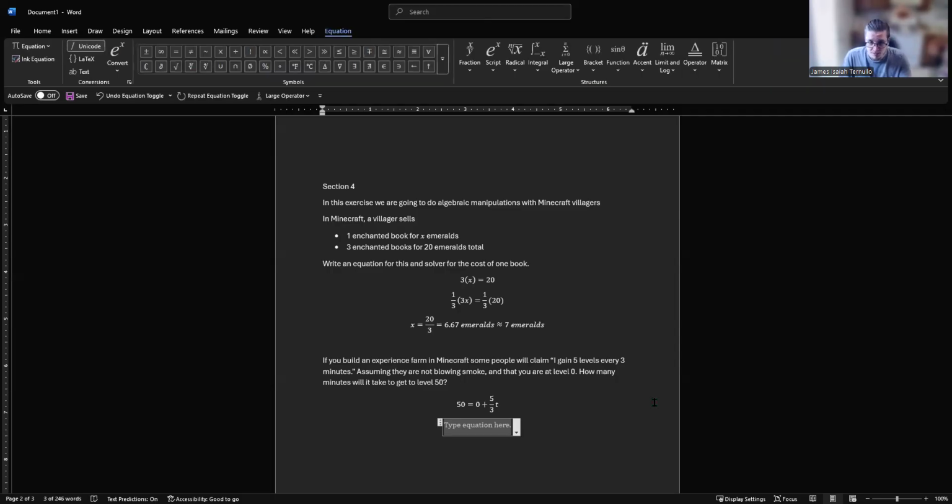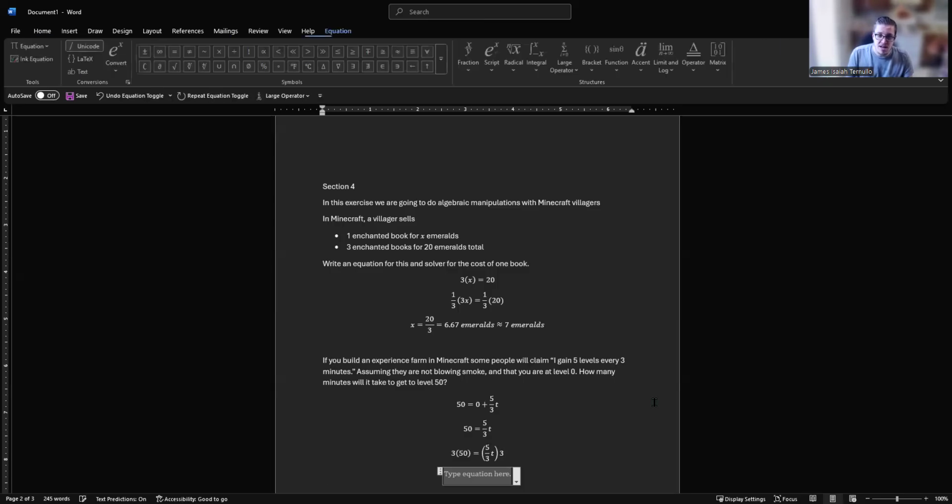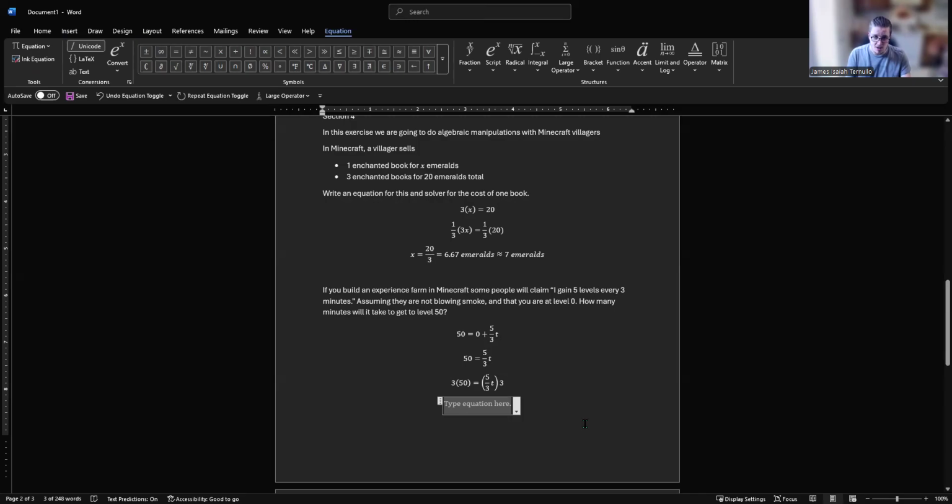So we see here, 0 is 0, so we're going to have 50 equals 5 divided by 3 times t. We multiply both sides by 3, and we see that on the right-hand side, the 3's cancel out. On the left-hand side, we get 150. So our equation becomes 150 equals 5t.